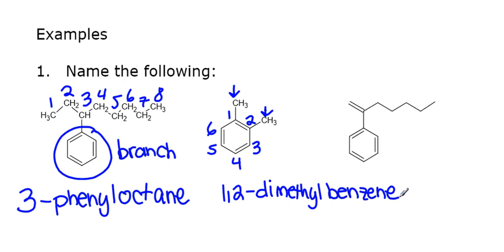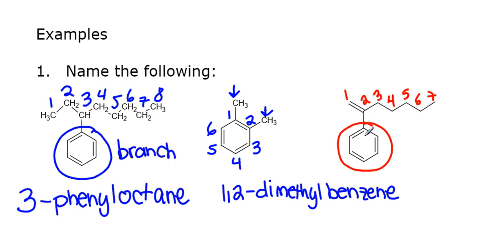Now that we've done 2, pause the video and see if you can do the last example. Decide whether benzene's the main chain or a branch, and see if you can name it. Taking a look here, we're going to count our chain. 1, 2, 3, 4, 5, 6, 7. I'm numbering left to right because there's a double bond here, and I have a branch at number 2. 7 is longer than 6, so this is going to be a branch.